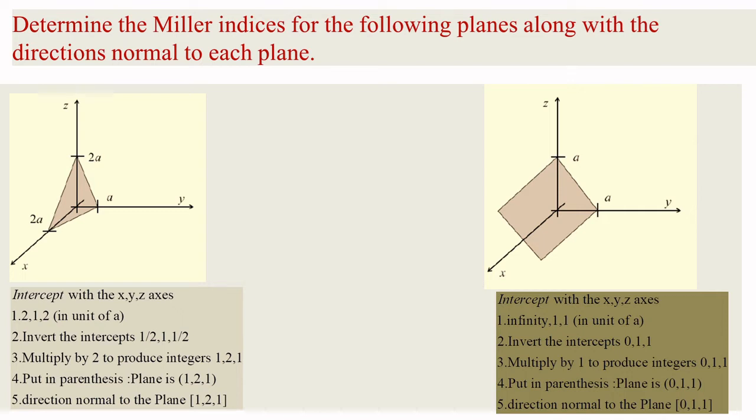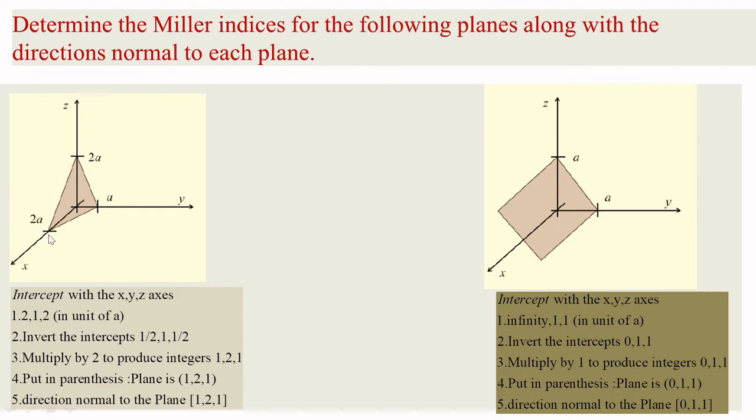Another thing, the procedure is, first you want to find the intercepts, then invert the intercepts, then find the LCM of the intercepts, then multiply the LCM value with those, and that is hkl. h means 1 by the x intercept, k means 1 by the y intercept, and l means 1 by the z intercept. Then that value for a plane should be represented by round brackets, for a direction by square brackets. That's it, very simple.